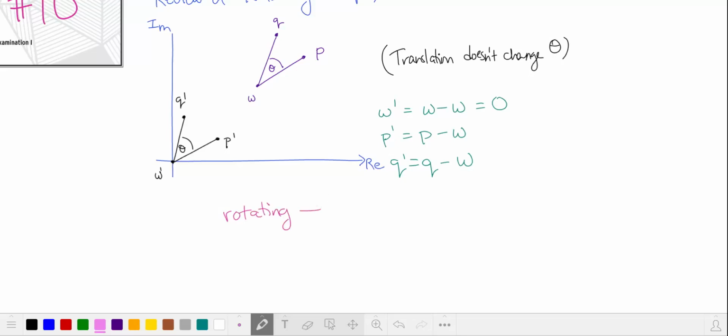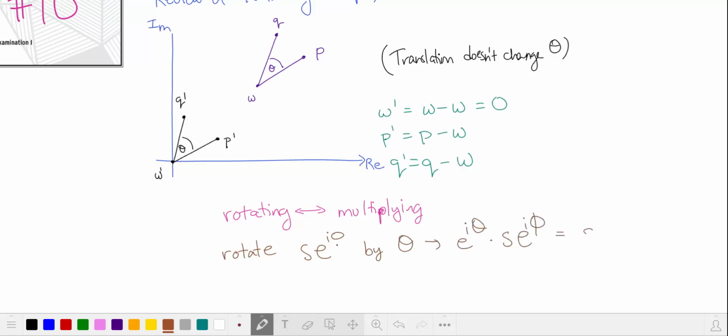And recall that rotating is basically the same as multiplying by an exponential. So if we want to rotate some complex number written in exponential form, r e to the i phi, by some angle theta, we can accomplish that by multiplying by e to the i theta. Because of our property of exponents, we add the exponents, which has the effect of adding theta to our starting angle.